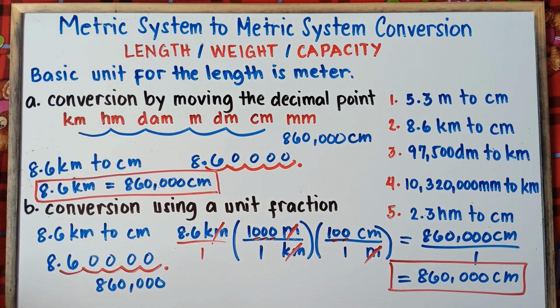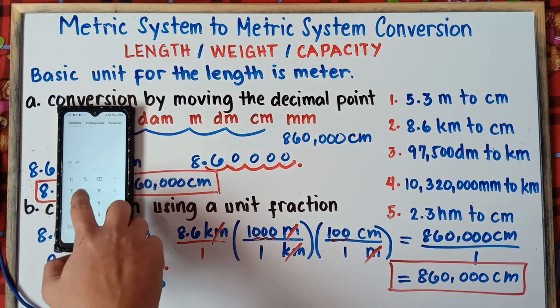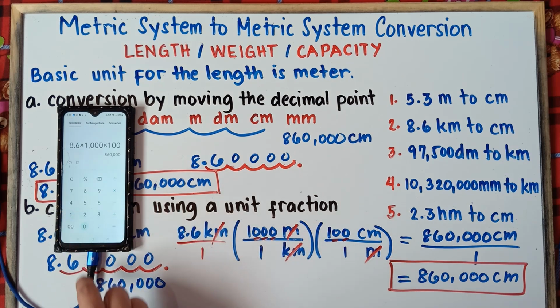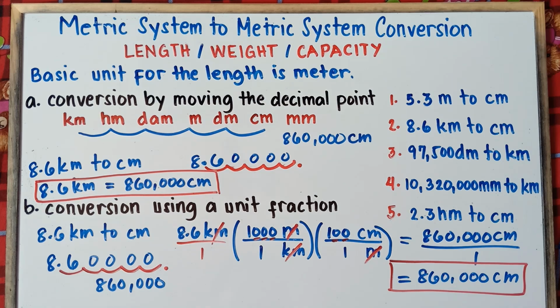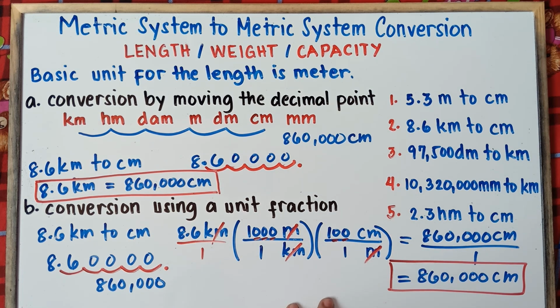Now, if the teacher will allow you to use a calculator, once again, class, very easy for this one. Simply multiply 8.6 times 1,000. So that would be 8,600 times 100. So that would be 860,000. So you will have the same answer, class. Alright, so that's the answer. For number 2, you will have the same answer. Once again, class, you can choose either the first solution or the second solution.